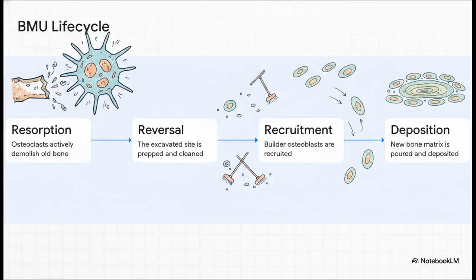The life cycle of this BMU crew happens in 4 sequential phases. First up is resorption. The demolition cells, which are called osteoclasts, attach themselves to the bone surface and actively secrete acid to literally melt away and demolish the old bone. Second is the reversal phase, where the site is completely prepped and cleaned up.